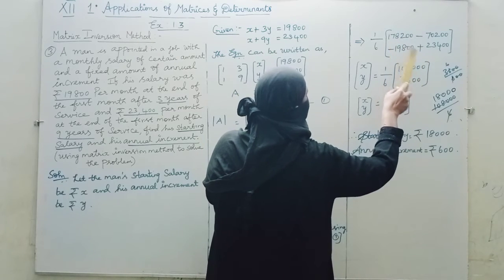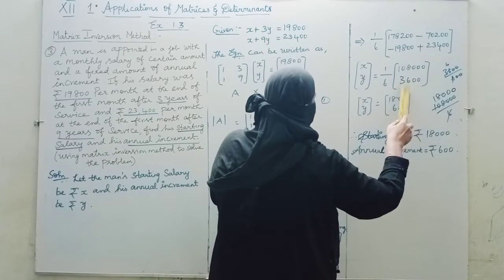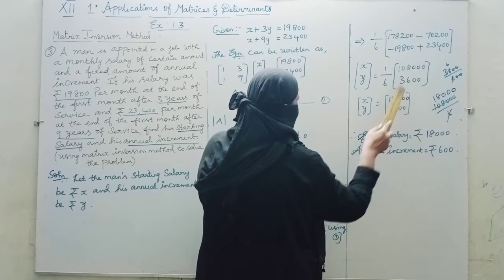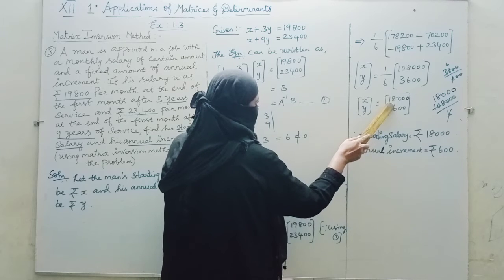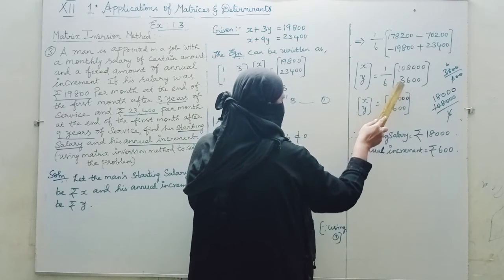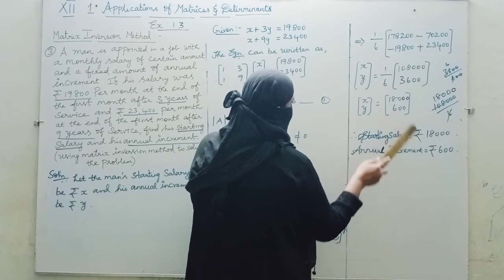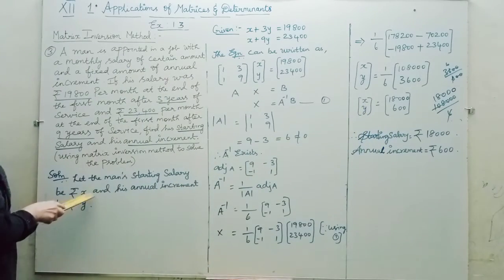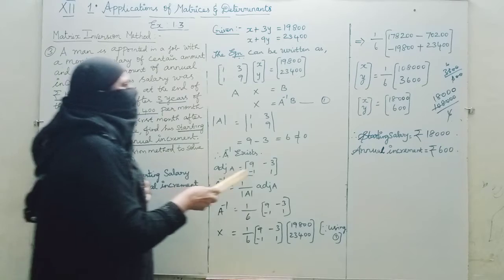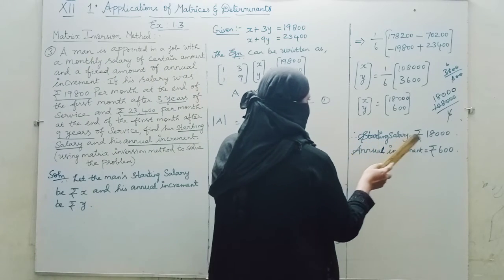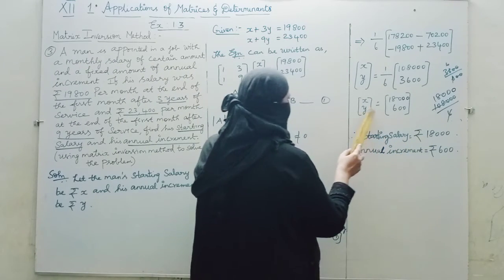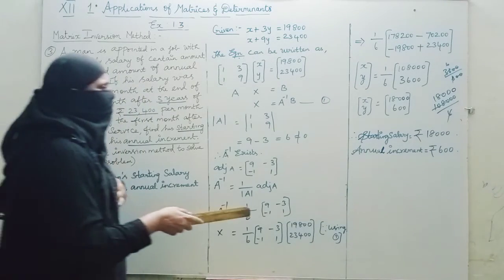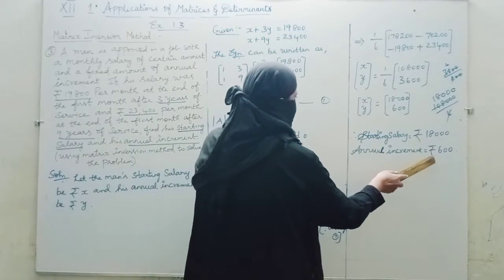Next, you subtract those, 3,600, and then divide by 6. If you divide by 6, what is the answer? You will get 18,000. If you divide 3,600 by 6, you will get 600. So what we have taken for x is the starting salary. So the starting salary is rupees 18,000. And y is the annual increment, so the annual increment is rupees 600.